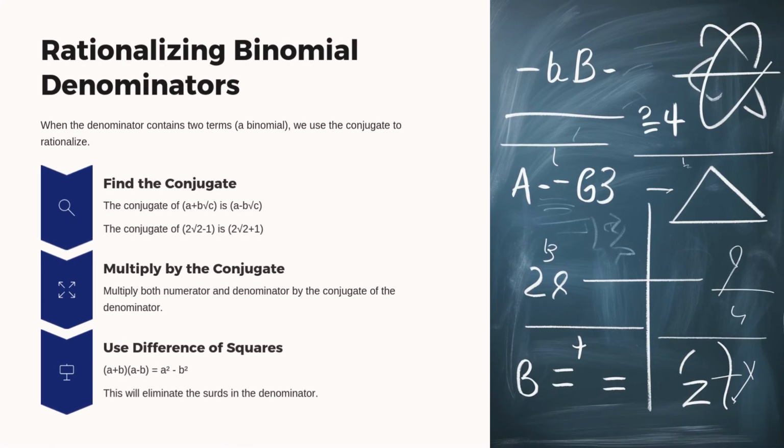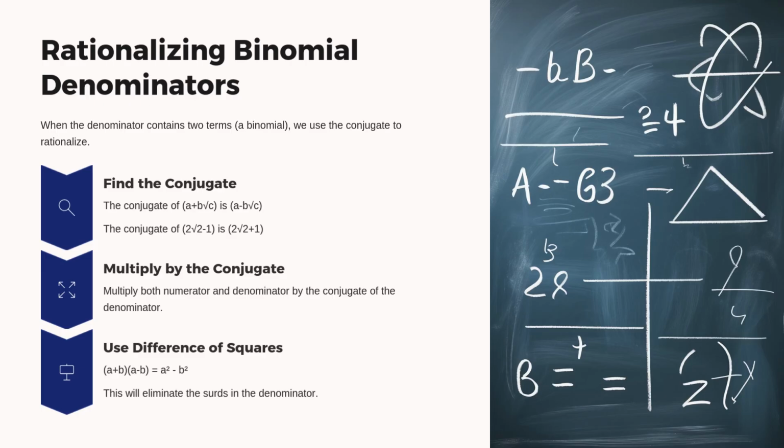Rationalizing binomial denominators. When the denominator contains two terms, called a binomial, we use the conjugate to rationalize. This is obtained to remove the surds from the denominator. Find the conjugate. The conjugate of (a + b√c) is (a − b√c). This is obtained to apply the difference of squares method.